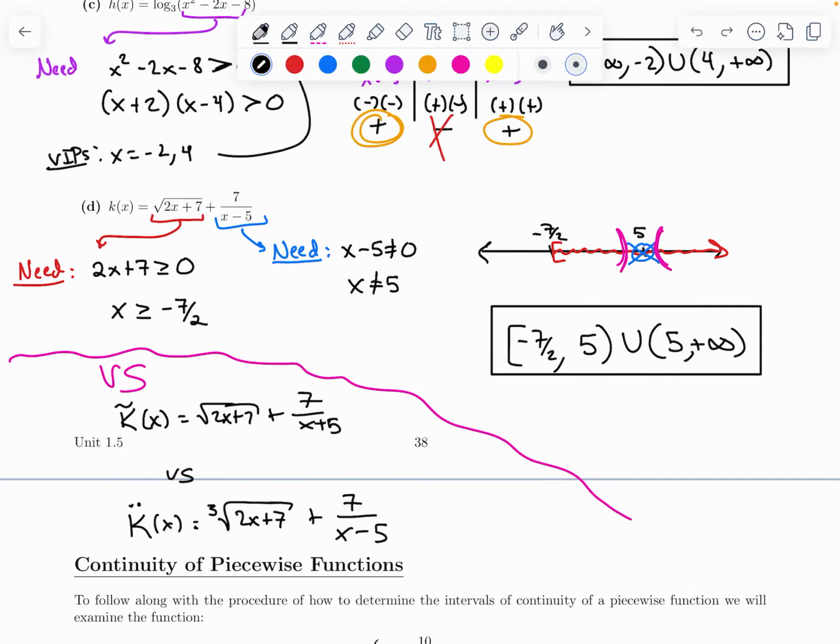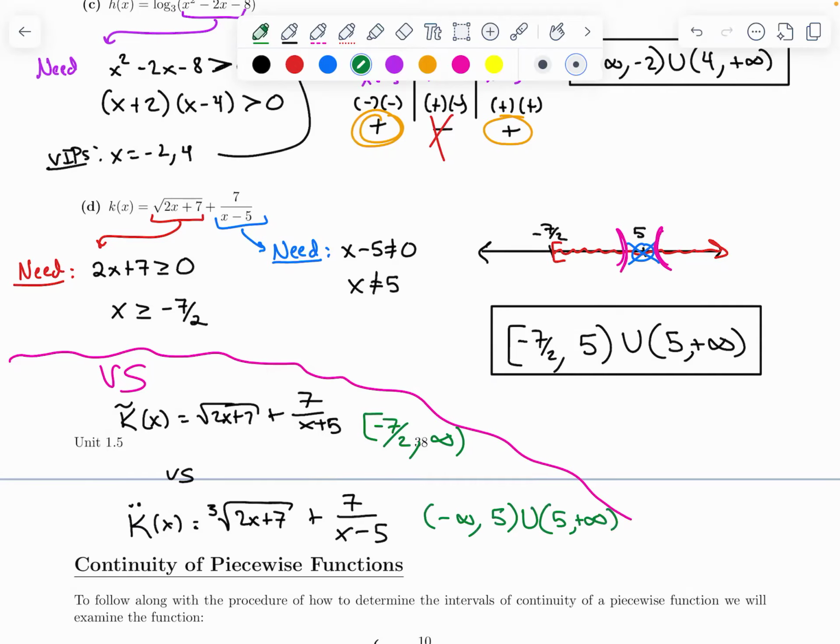I'll give you the answer so you can verify it on your own time. You don't need to write these down. You can write them on scratch paper and prove them to yourself. This one is negative 7 halves to positive infinity. And this last one, the only thing that's changed, it's still 7 over x minus 5 like the first one, but instead of a square root, it's a cubed root. The answer is negative infinity to 5, union, 5 to positive infinity.